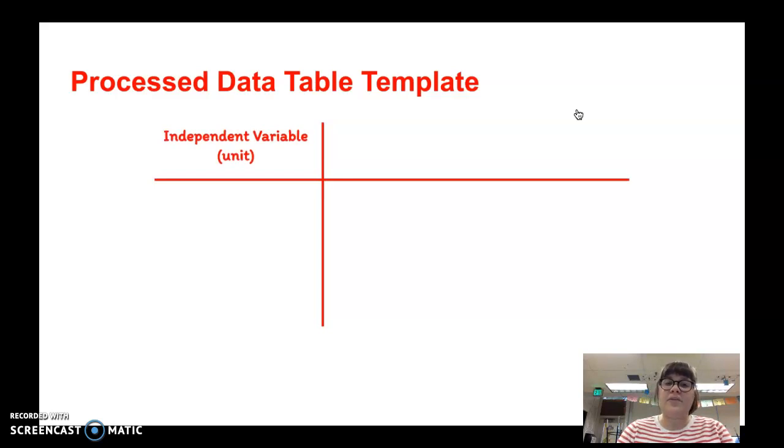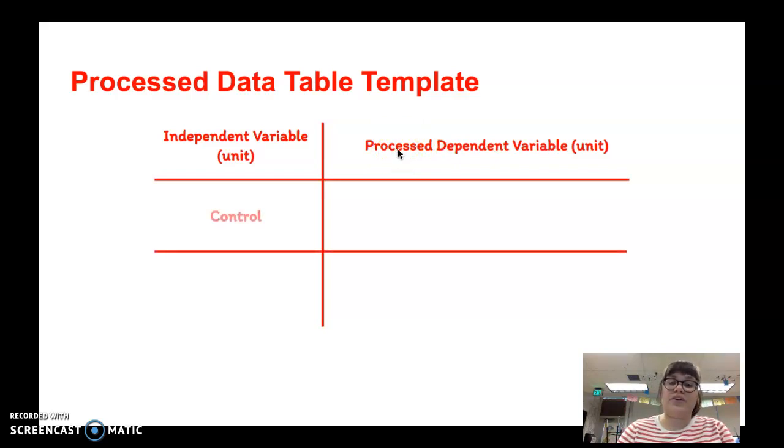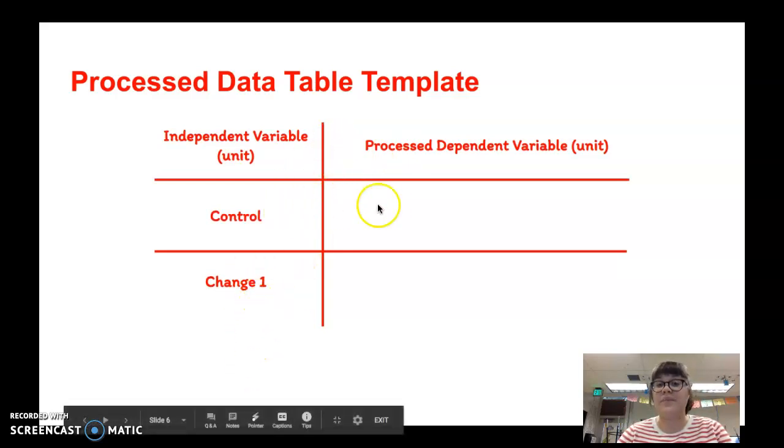The independent variable is going to go above the line, and the dependent variable is going to go right next to it. And I included the word processed here. You will see when we do the example what you'll replace that with. You're not going to actually say the word processed. You're going to explain how you've processed it. That's what goes there. So below that, we'll put the control and then change number 1. If you have more than one change, you will put that below change number 1.